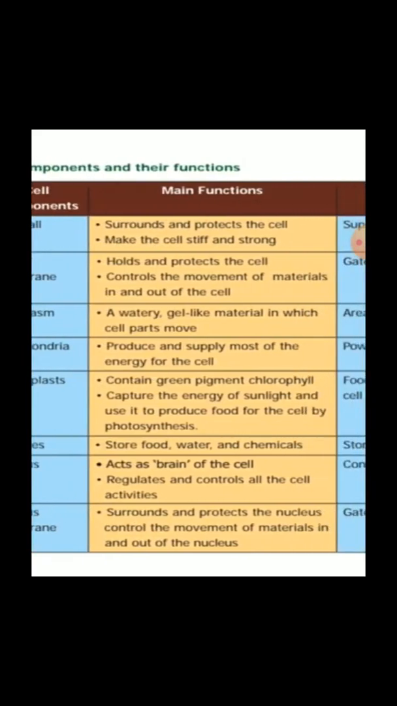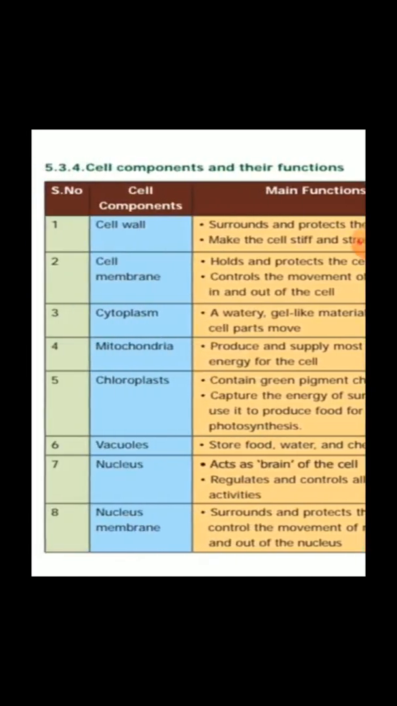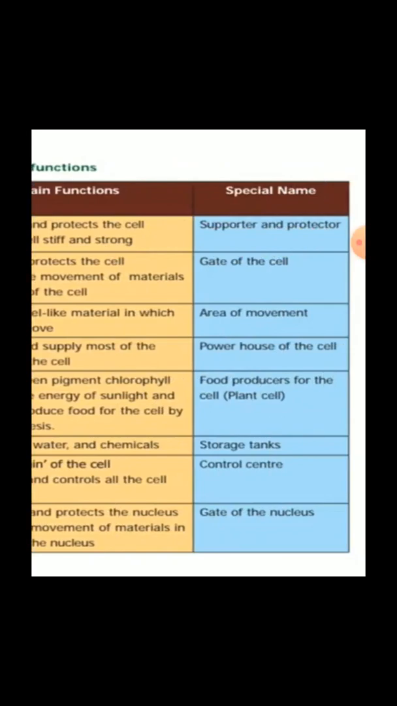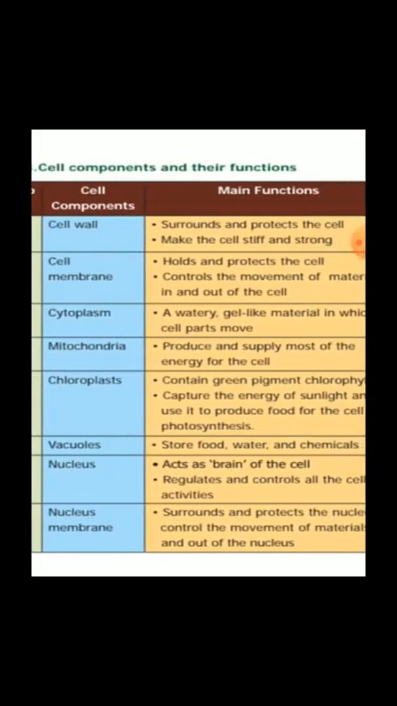Okay. The next one is the nucleus. The main function of the nucleus is to act as the brain of the cell. It regulates and controls all the cell activities. So the special name of the nucleus is what? Control center.